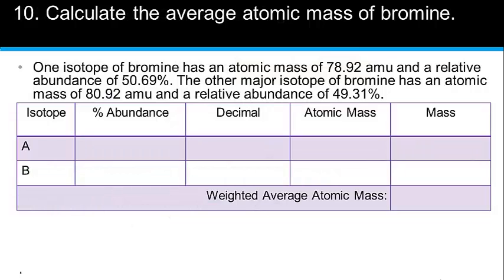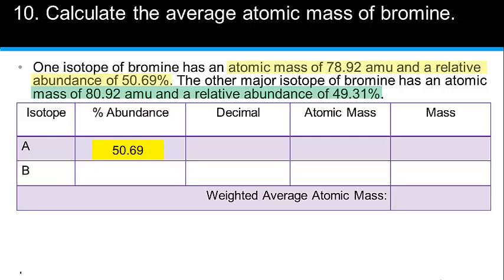Number 10, calculate the average atomic mass of bromine. So there's 2 ways that you can solve these isotope problems. One way is to make the table. So first we've got two isotopes. There's isotope A in yellow and isotope B in green. So you should totally highlight these just so you don't mix up the percent and the mass. You want to keep that together for isotope A and keep it together for isotope B.